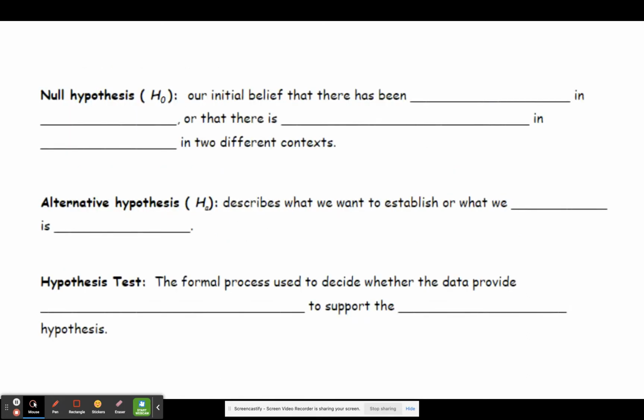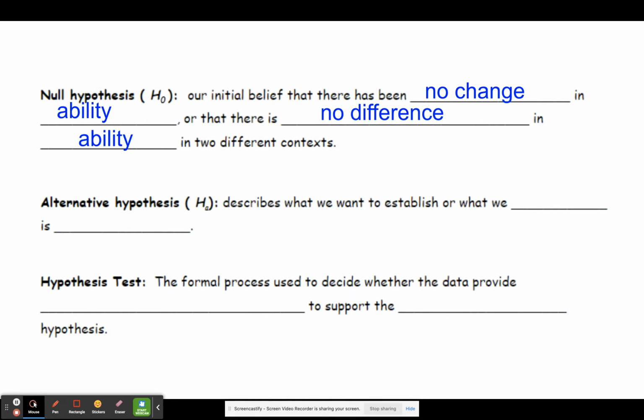Now, a little bit of vocabulary that goes along with hypothesis test. We had 2 claims that we just discussed, and the names of those claims are the null hypothesis and the alternative hypothesis. The null hypothesis we abbreviate using the notation H sub 0. And that is our initial belief that there has been no change in ability or that there is no difference in ability in 2 contexts. In other words, they have the same ability to win whether they're playing at home or away.